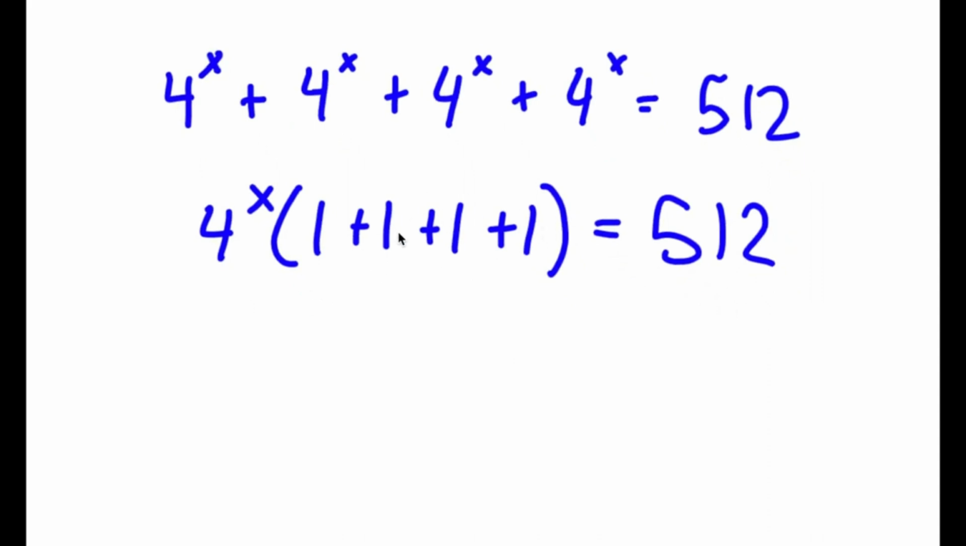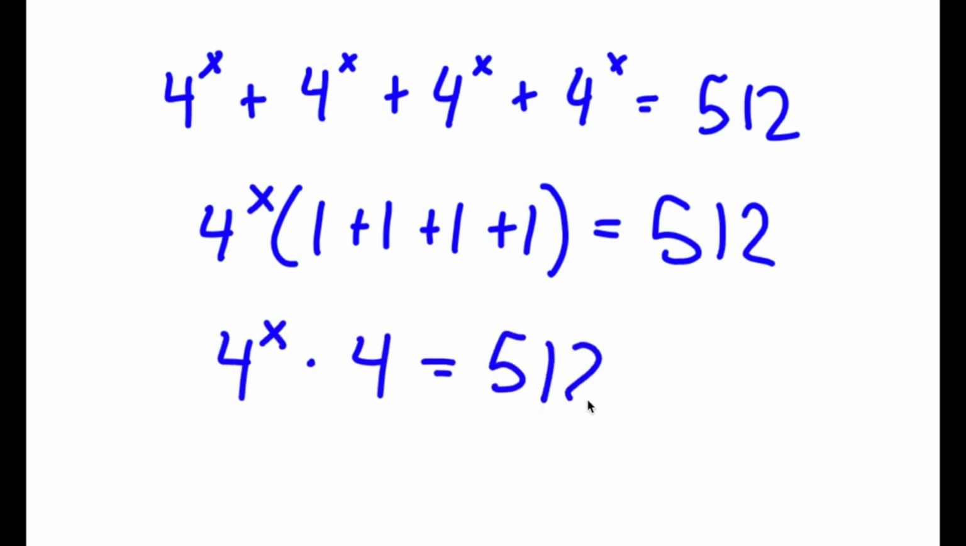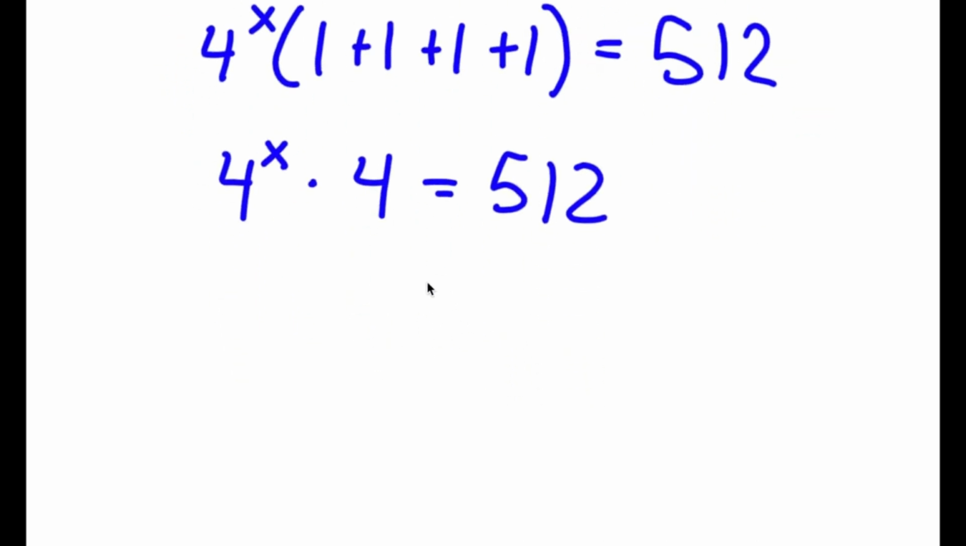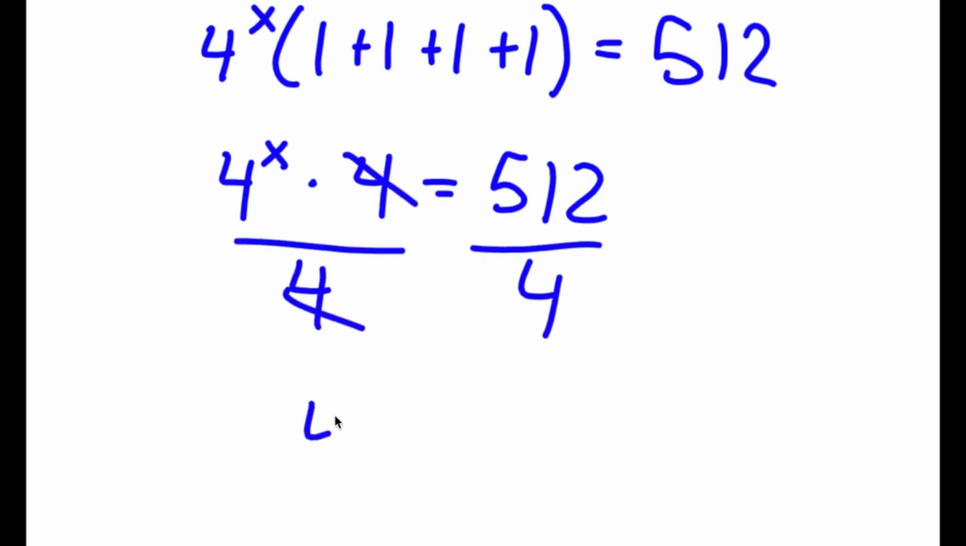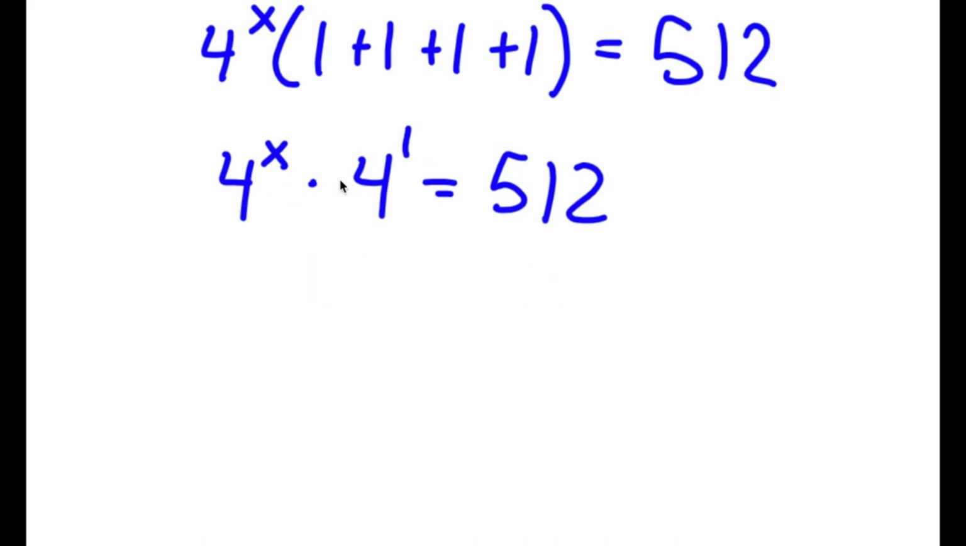Now I'm going to rewrite 1 plus 1 plus 1 plus 1 as 4. So now I have 4 to the power of x times 4 is equal to 512. Now I'm going to divide both sides by 4. So then these two cancel out, and now I get 4 to the power of x is equal to, actually, instead of doing that, I'm actually going to multiply these two.